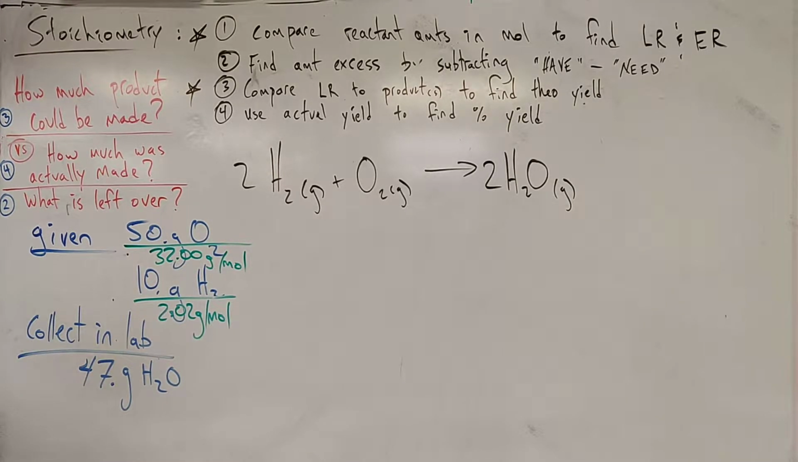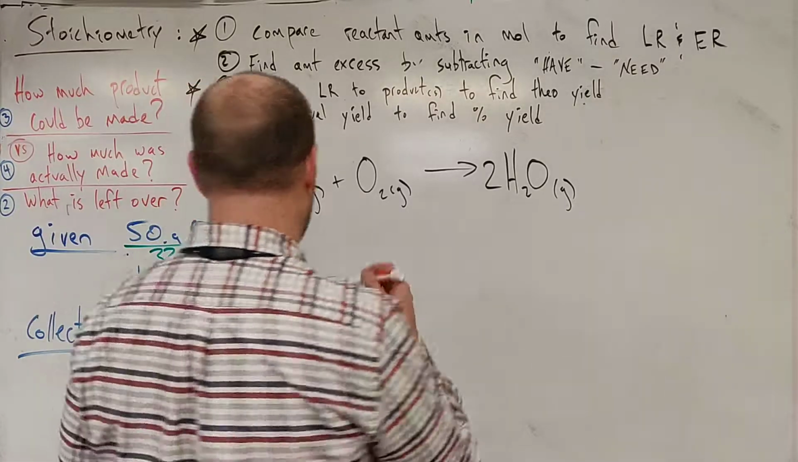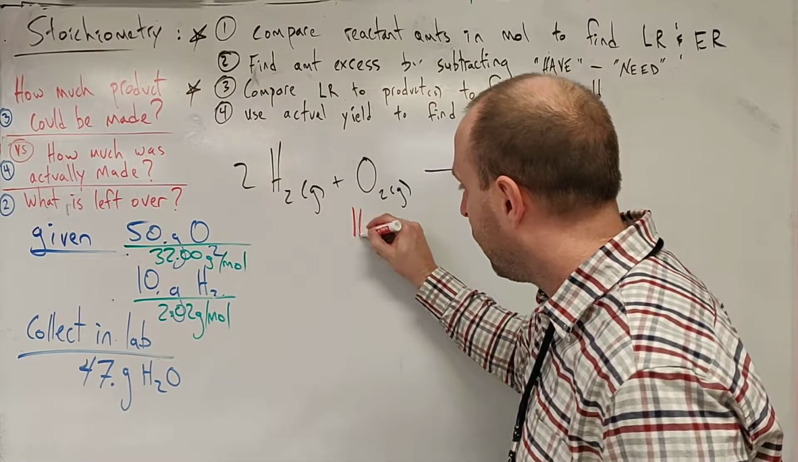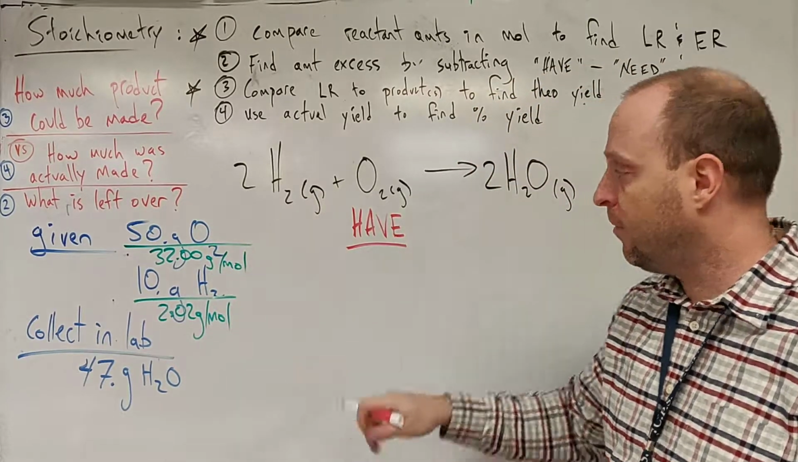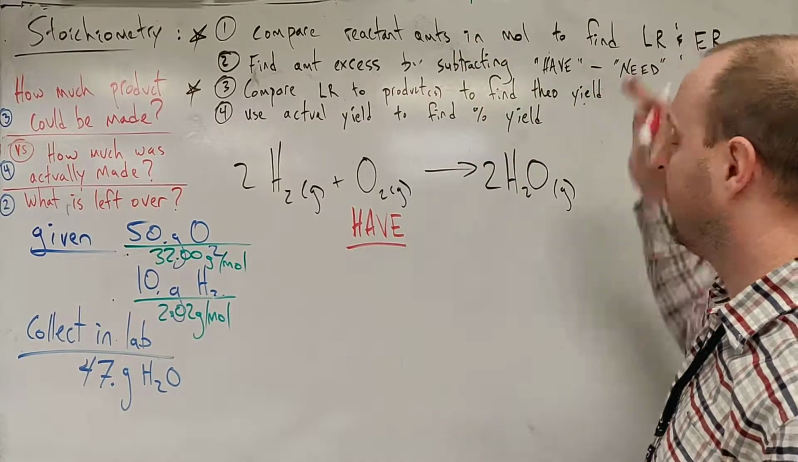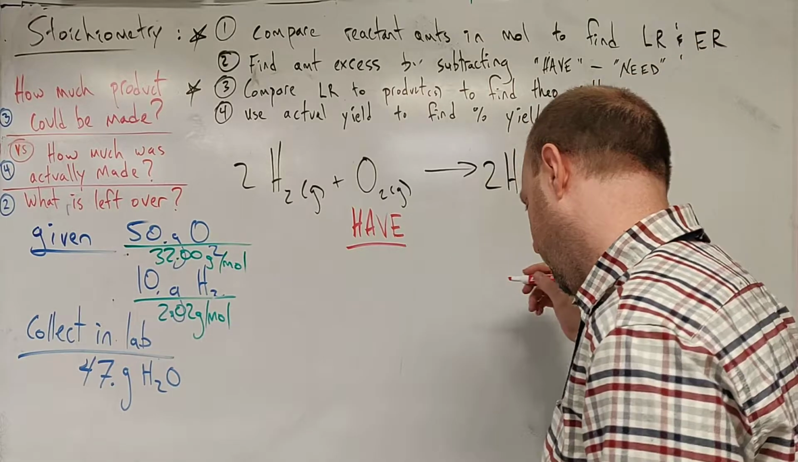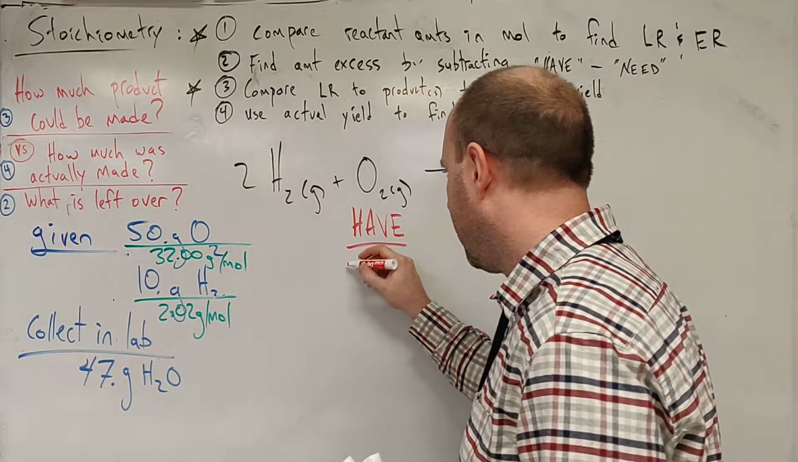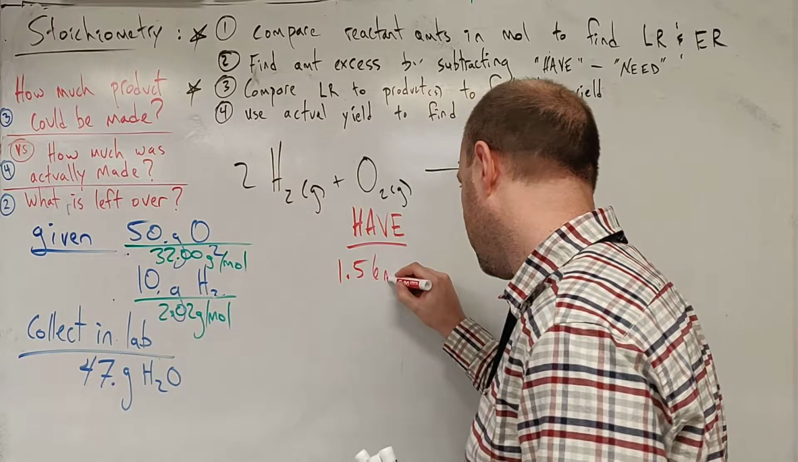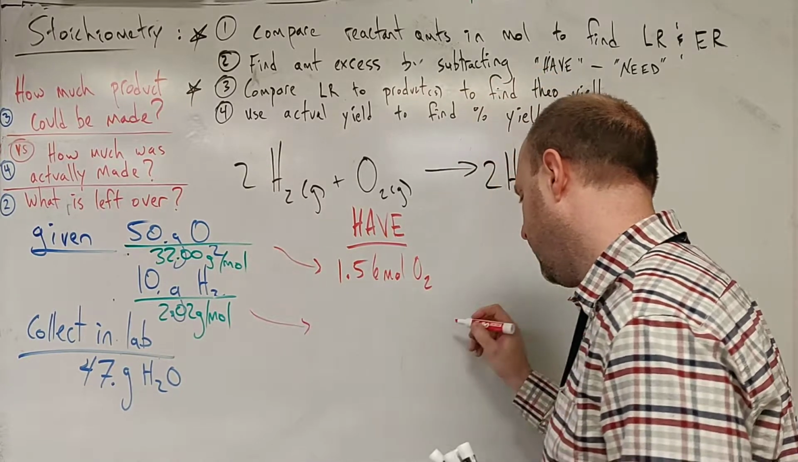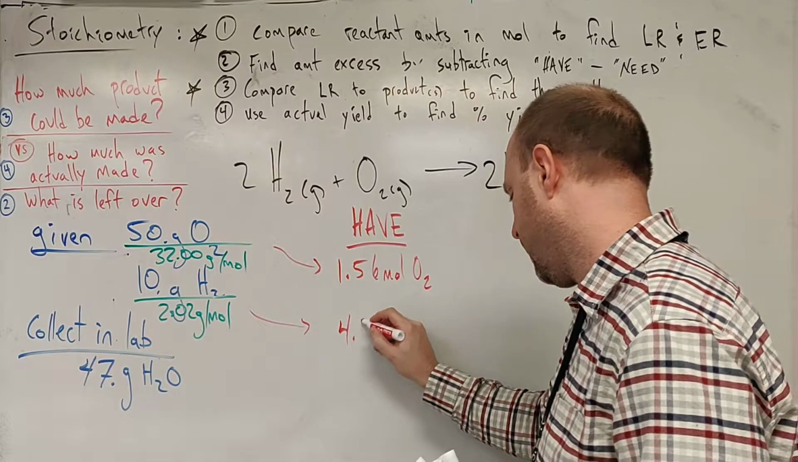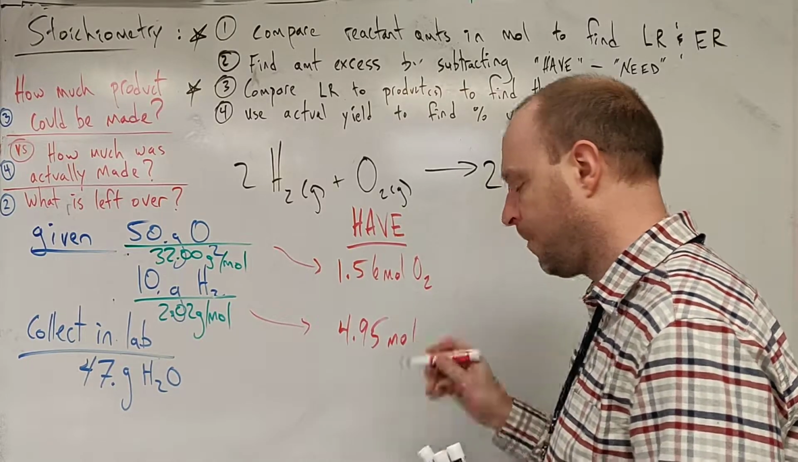So this is going to get us a mole amount, and I will literally label this. I think this is a key step: what you have. That is the stuff we're given. This is how much we have of it in moles. So I have these numbers written down. We've got 1.56 moles of oxygen, all right? And then for our hydrogen, we have 4.95 moles.